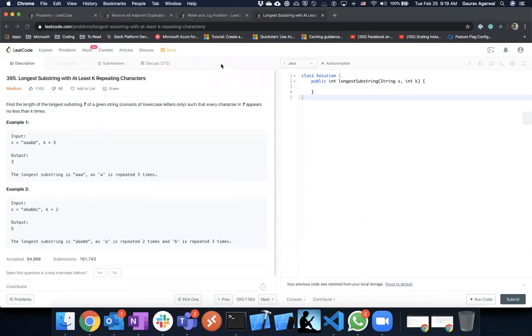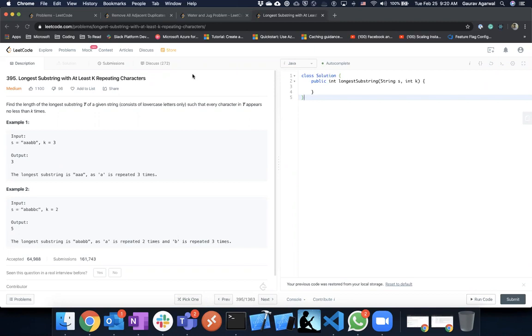Yeah, I also wanted to mention that for the previous problem, the water and jug problem, when I was looking into it, there is also a mathematical formula that can lead us to a very fast solution using GCD. I will encourage people to read about it if they're interested.